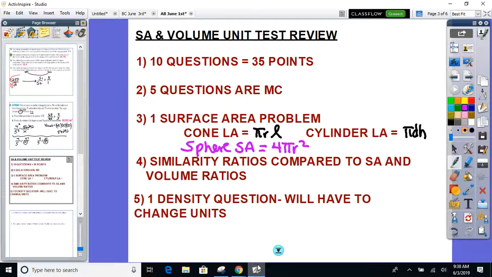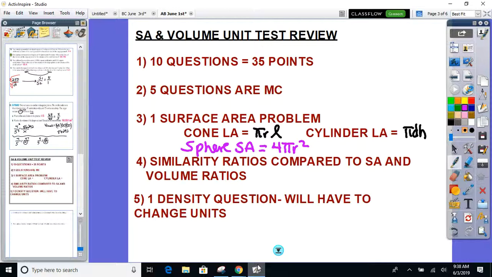I know it's been a while, but differences, we okay at differences between lateral versus surface area? I know it's big. It's big. It's obviously a big volume test, but there are going to be some surface area problems in there too. Anything there?